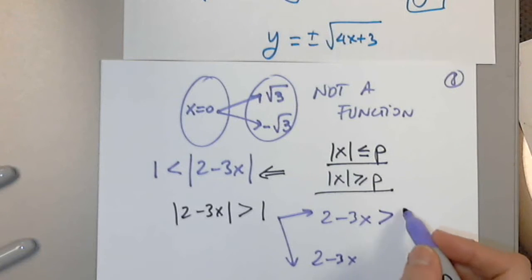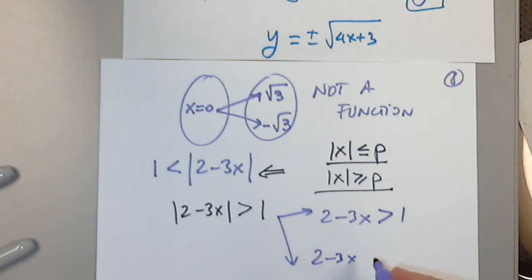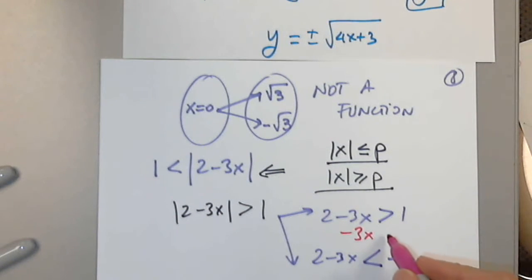Greater than 1. Good. The second one. Greater than -1. Less than -1. Perfect. Is that clear? Okay, so now I know how to solve. I will subtract 2, negative 3x greater than -1.